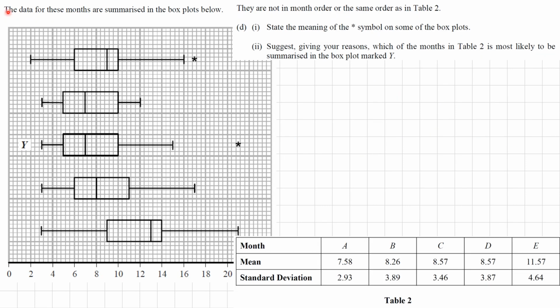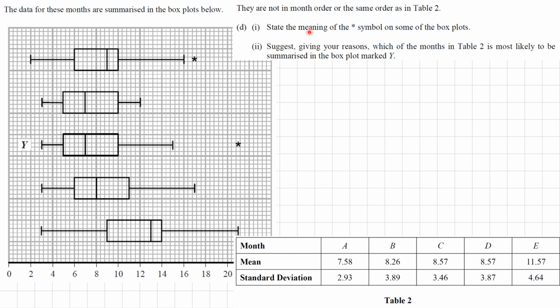Okay, part D. The data for these months are summarized in the box plots below. That is the data for these months where we have months A, B, C, D, E, and we have the means for these months and their standard deviations are summarized in these box plots. We've got A, B, C, D, E. At the moment, we don't know which one goes with which because it says they are not in month order and they are not in the same order as table 2.